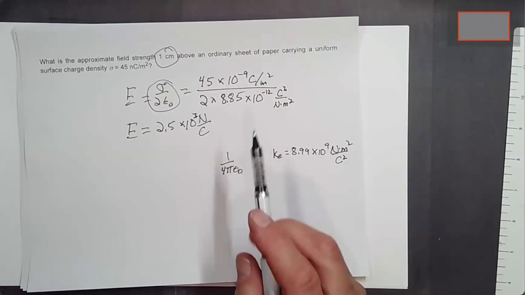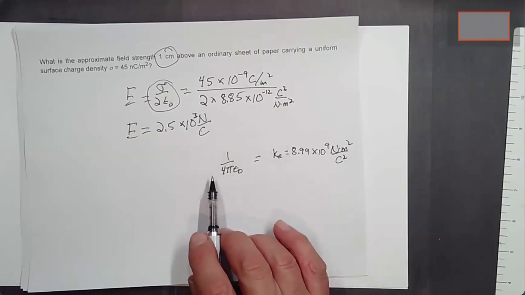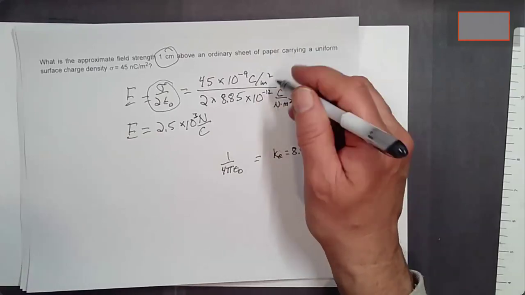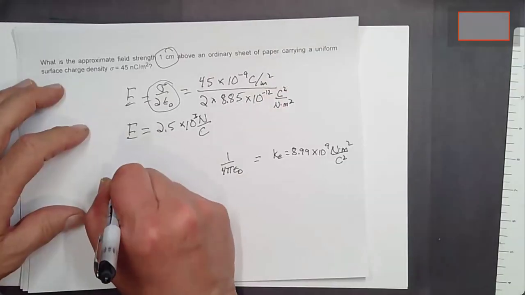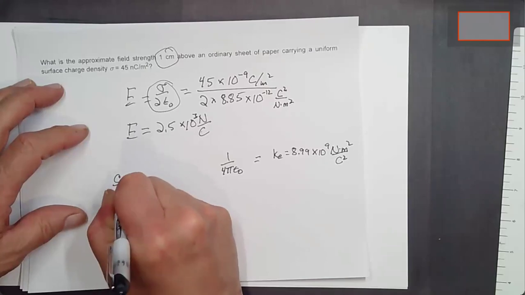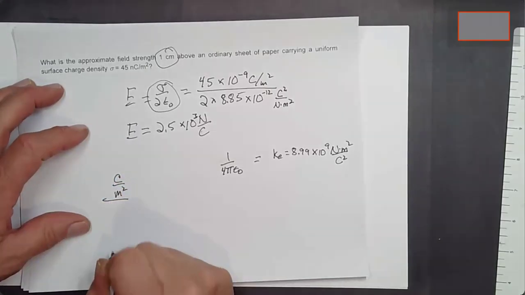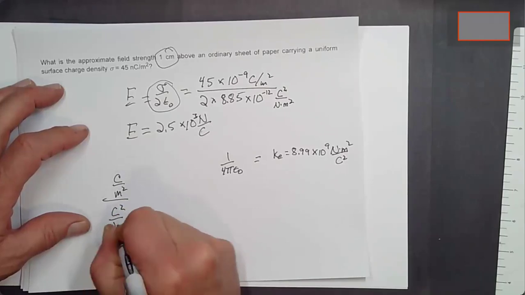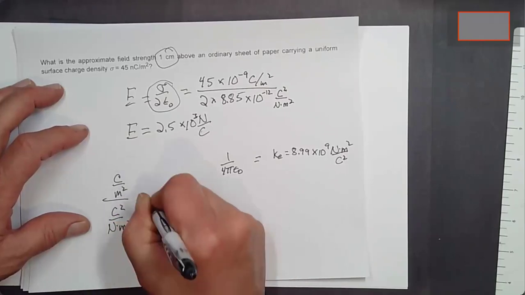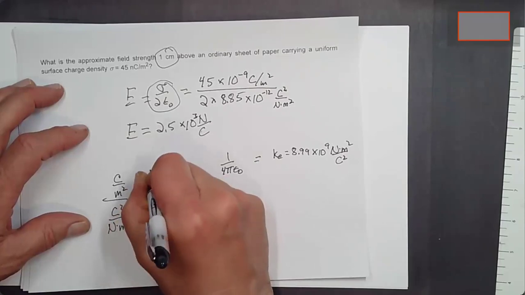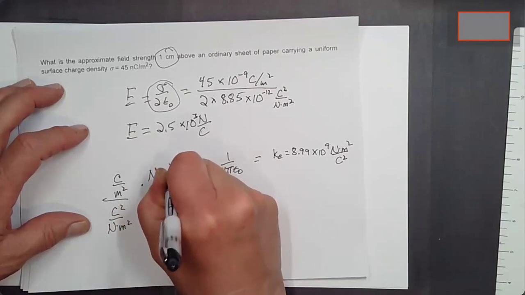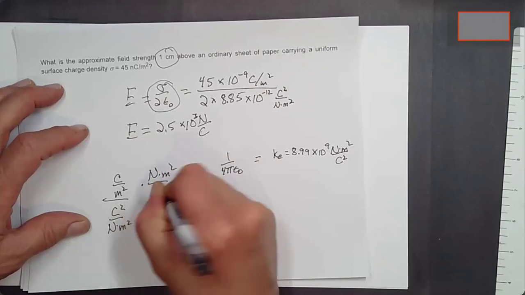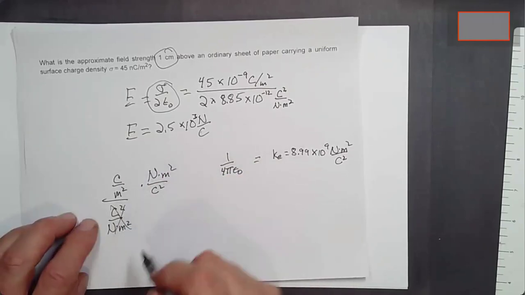So that's how that thing works out. And as far as the units go, if you kept track of them, you'd have coulombs per meter squared divided by coulombs squared per Newton meter squared. You flip that and multiply, and you'll have Newton meters squared per coulomb squared. So that's out of there.